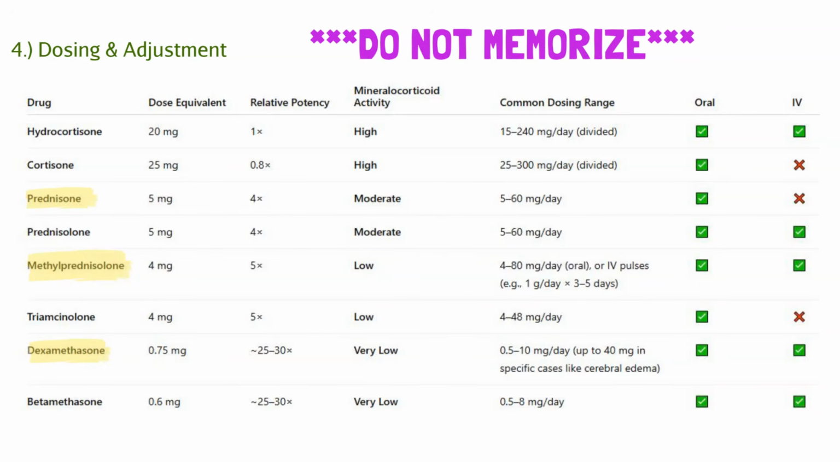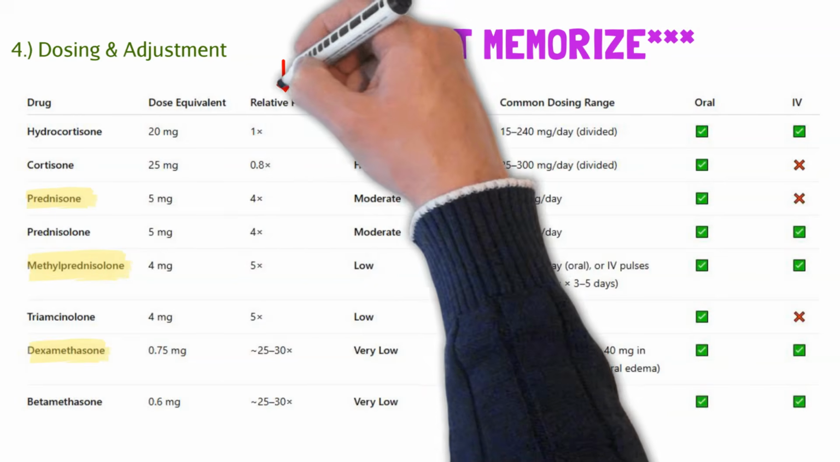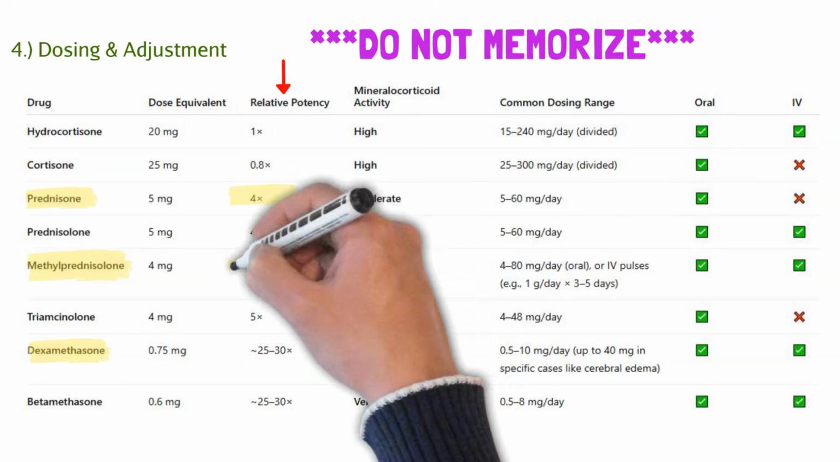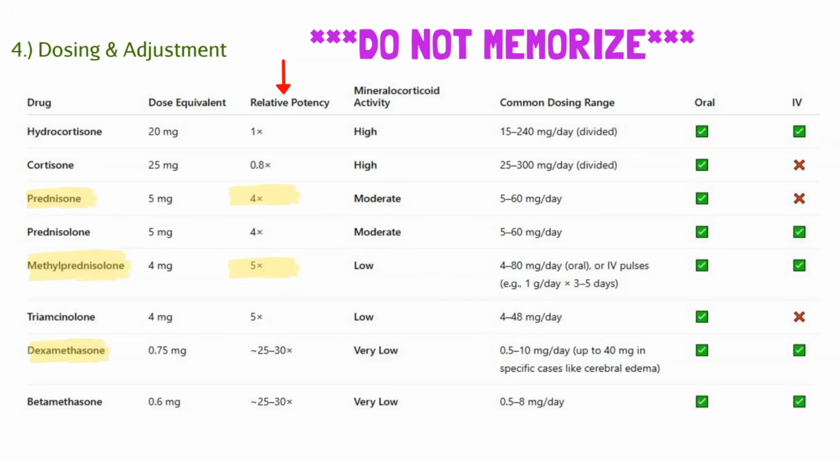And the way we actually talk about corticosteroids is relative potency, meaning how much stronger or weaker is this drug compared to hydrocortisone. So hydrocortisone, you'll see it's a one-time relative potency, meaning it's the same strength as hydrocortisone. But then we'll go up to prednisone, meaning it's 4 times stronger. Then we'll talk about methylprednisone, which is a little bit stronger than that. And then we talked about dexamethasone, right? Our big boy drug, 25 to 30 times stronger.